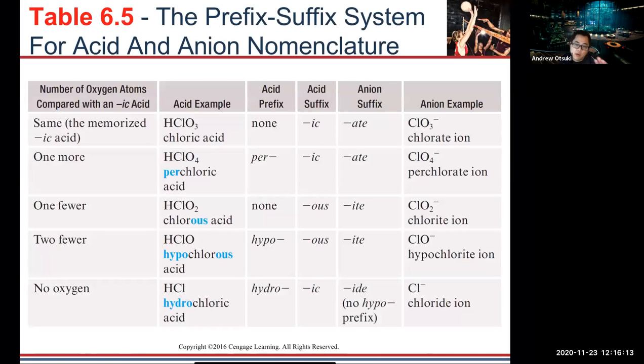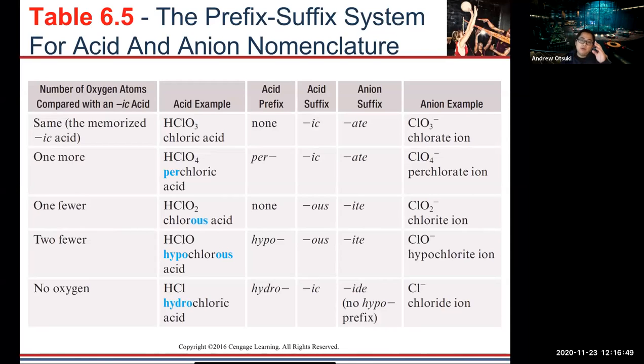Okay. This table has a lot of information, so let's go through it. Remember our memorized ic acid, hydrochloric acid. Now for our anion, if the acid has the ic ending, just the ic ending, we call it ate. But if it also has the per prefix and the ic ending, we also call it ate. The anion suffix is ate. So for example, for ic, we'll have chlorate ion. When we have perchloric acid, we have the perchlorate ion.